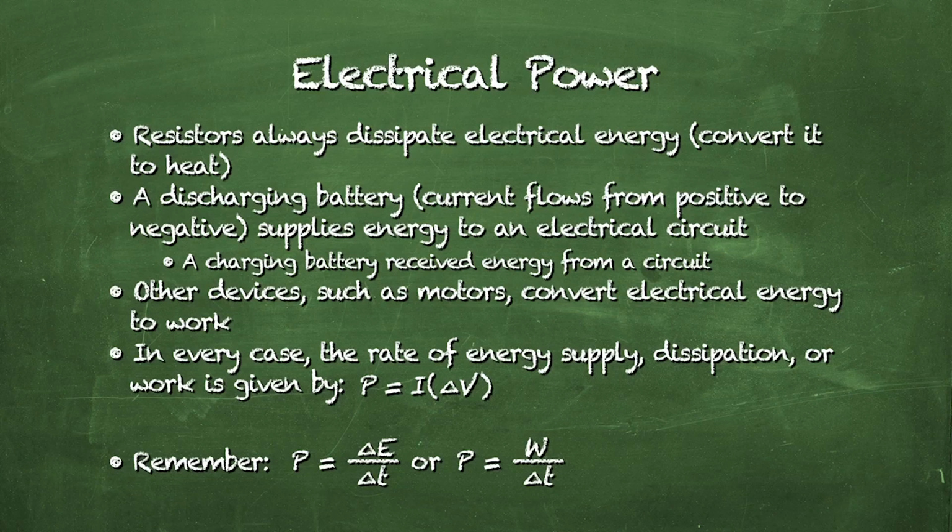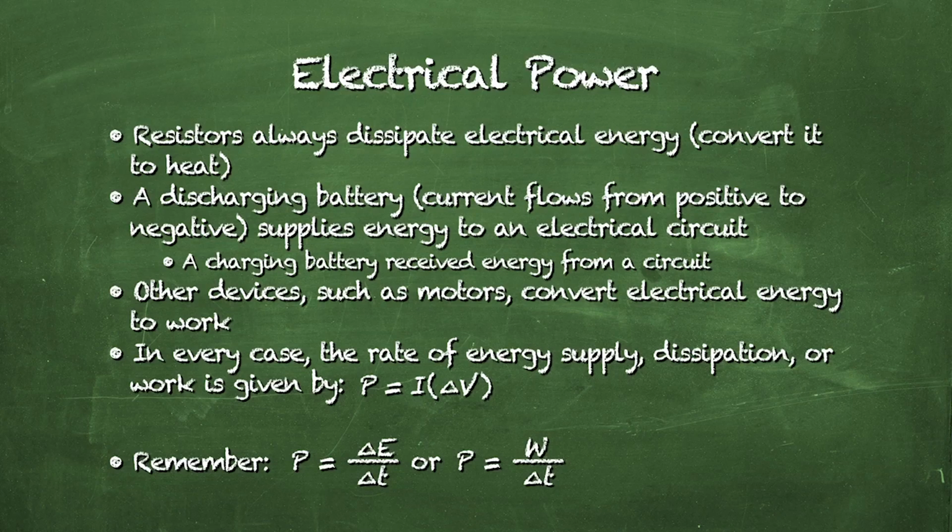So electrical power, capital P, is equal to electrical current times the change in voltage across which that current flows. So if current flows from high voltage to low voltage, then work is being done and electrical energy is being converted to some other form. It's either being converted to work or it's being converted to heat or something like that. The important equation here is the one that relates current, voltage, and power, and that is power is equal to current times voltage.